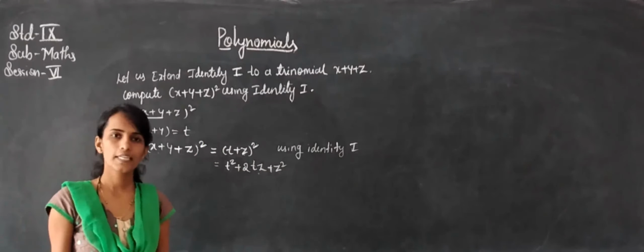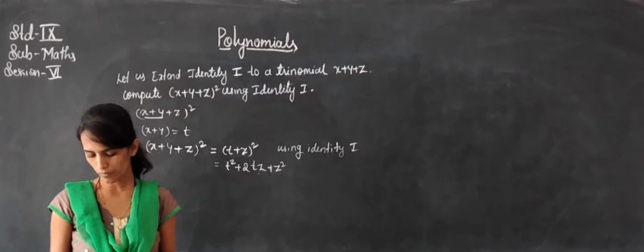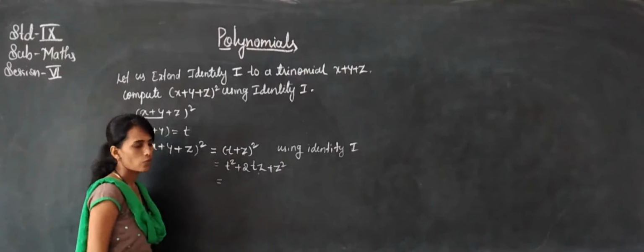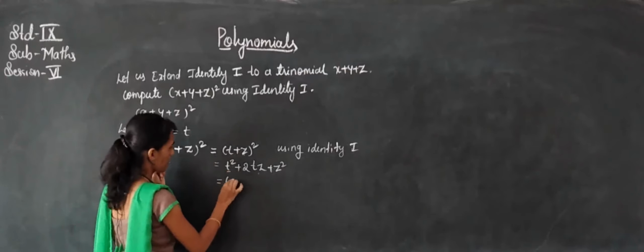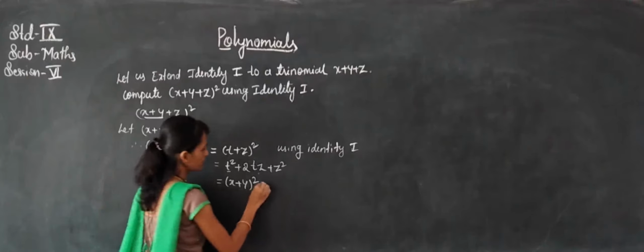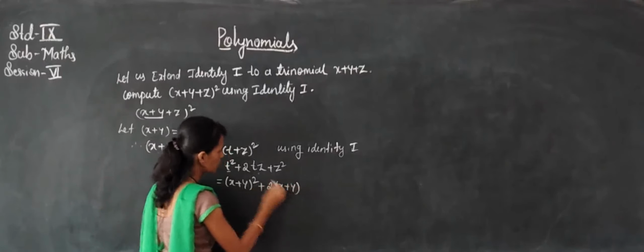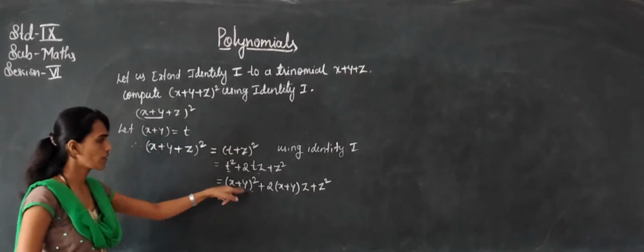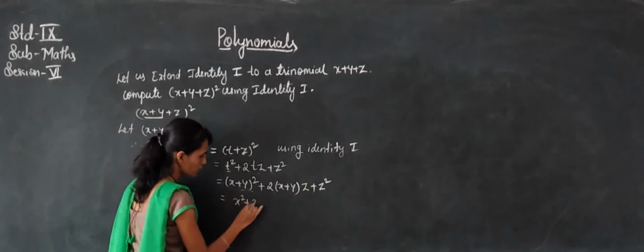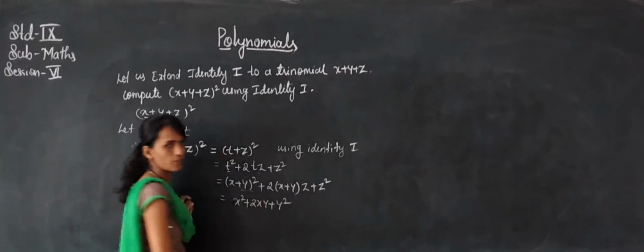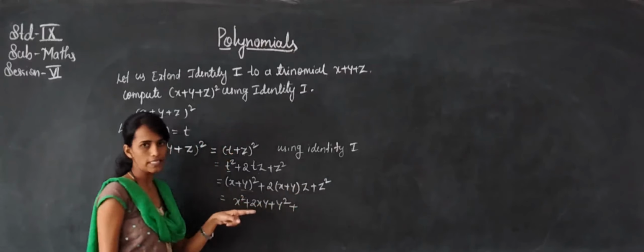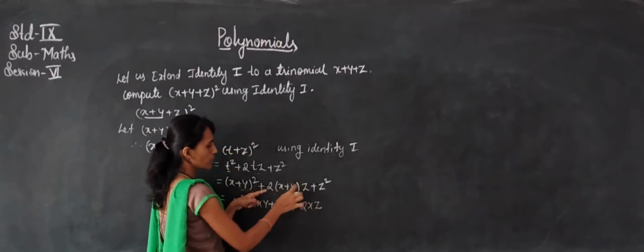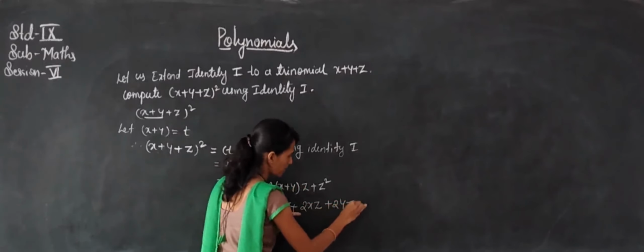Yes or no? We can use the identity because we are working with a trinomial, so for that we use the binomial. Now again substitute the value of t. T means x + y, so we get (x + y)² + 2(x + y)z + z². Again we use the identity (x + y)² = x² + 2xy + y². Now we multiply z inside: z into x gives xz, plus 2 into z into y gives 2yz, plus z².